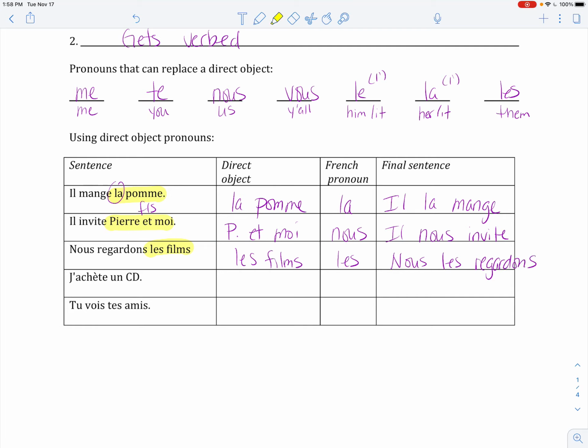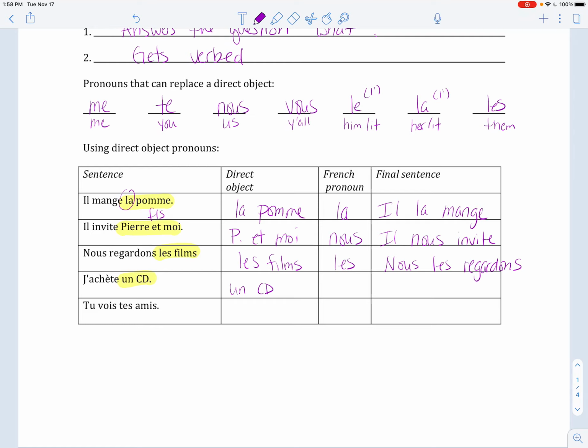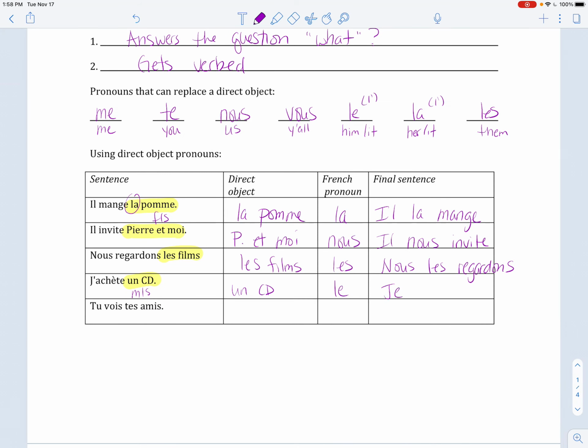Okay, next one. J'achète un CD. I'm buying a CD. What's being bought? A CD. That's our direct object, un CD. You can tell how long it's been since I wrote these notes because nobody buys CDs anymore. And which pronoun replaces it? I'm buying a CD. I'm buying it. Makes the most sense. Un CD tells us that it's masculine singular, so we're going to choose le, which would become je le achète. Is that what we want? No, because of those two vowels together, that doesn't work. So we're going to do je l'achète for pronunciation.